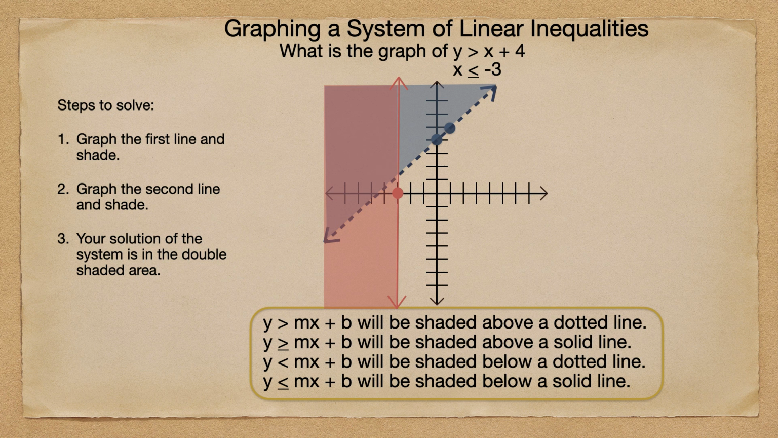Now the difference of a system of inequalities versus a singular linear inequality is that here the solution is actually going to be the common shaded area. So it's this double shaded area that is above y is greater than x plus 4, and it's also the values that are less than or equal to -3. So it is in that double shaded purple area. The singular blue and the singular red are not part of our solution.